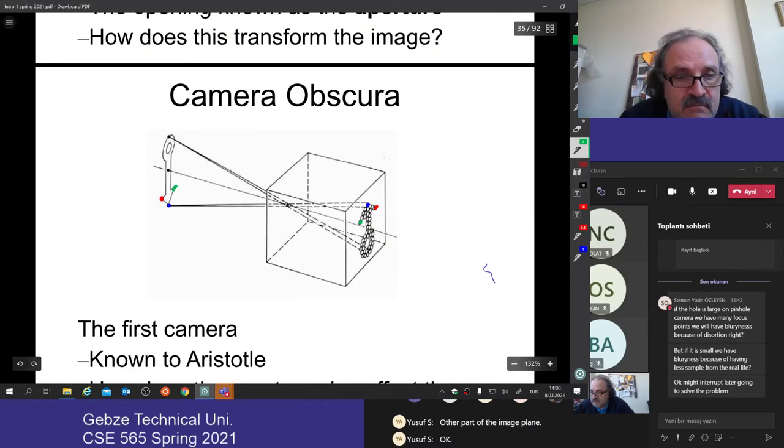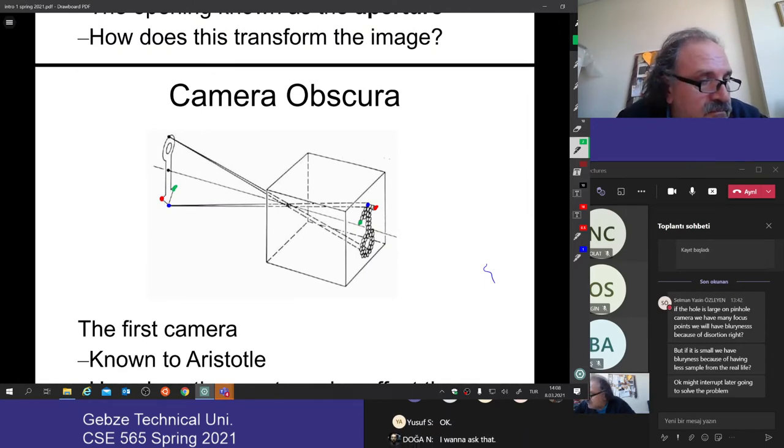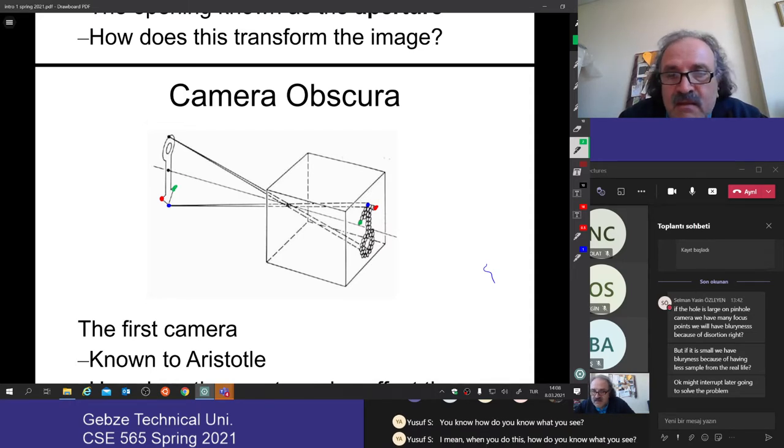I want to ask, when we turn our head 13 degrees, we still see the image. How do you know what you see? You don't. Because you don't know what kind of image forms on your retina, right? You have a sense of what you see from your inference, from your brain.